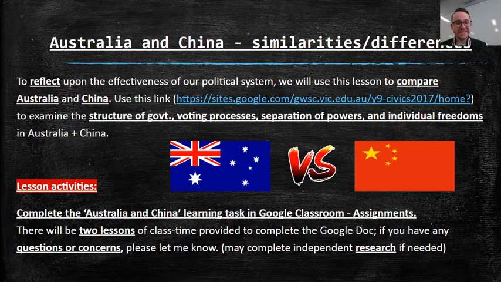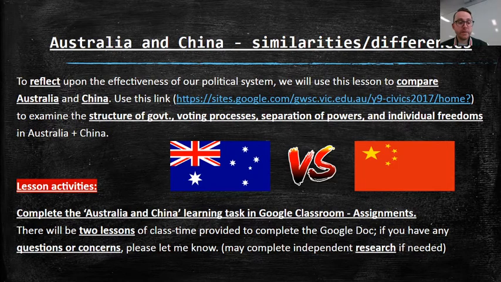So what are we doing this lesson? Well, to reflect upon the effectiveness of our political system, we will use this lesson to compare Australia and China. Using this link here, which is a little Google website that one of the Year 9 civics teachers made all the way back in 2017, but we've been updating it every year. It's been improved. Using that website, you'll be examining the structure of the government, the voting processes, the separation of powers, and the individual freedoms in Australia and China.